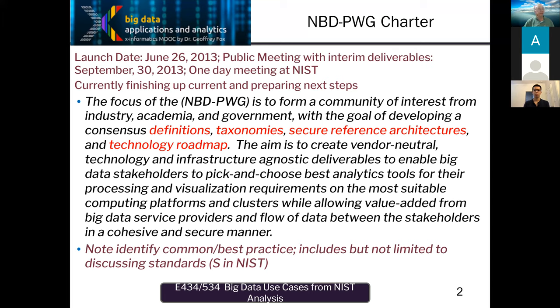NIST is always vendor neutral. You will rarely find very particular implementations. It will always talk about MapReduce usually rather than Hadoop or Spark, because it is trying to adopt a very neutral attitude and just tell people what's known in particular areas.